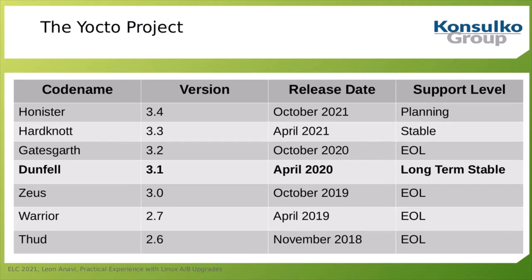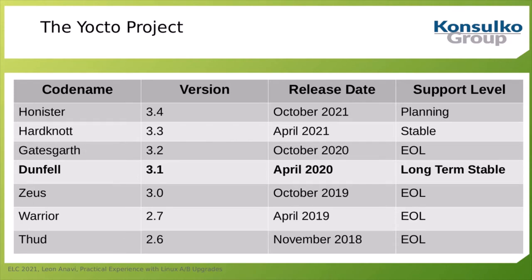The first LTS release is Dunfell. This is version 3.1 of the Yocto project. It was released in April 2020. And I have to say that all the examples in this presentation are based on Dunfell. And in the next slide, I'll explain why this is important.